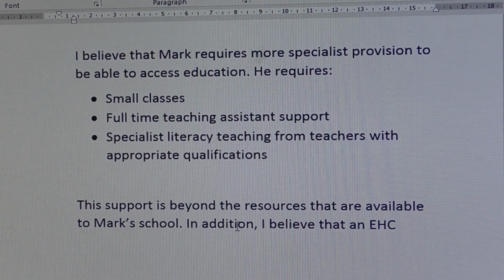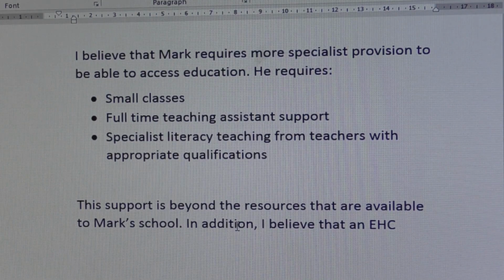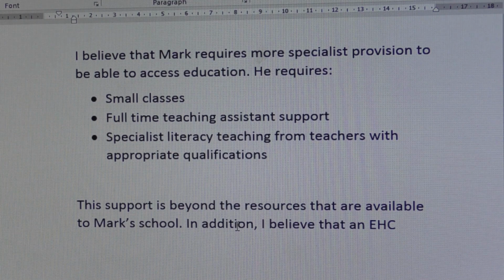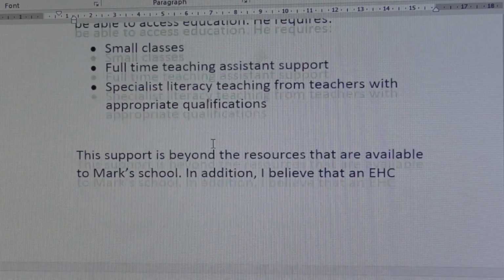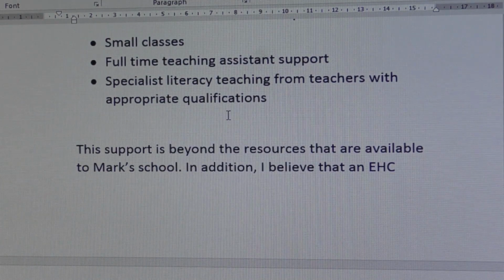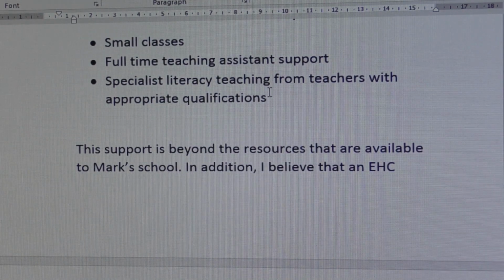So what we're thinking about here, just to reiterate from an earlier video, the EHC plan comes into play because the school needs more resources than they have. And the EHC plan provides those additional resources. So we're going to actually say here, this is why I think Mark needs an assessment, because he needs more specialist provision, and that includes small classes, full-time teaching assistant support, and specialist literacy teaching from staff that have had appropriate training and qualifications. And we just put it straight. This support is beyond the resources that are available to Mark's school. And it's obvious.